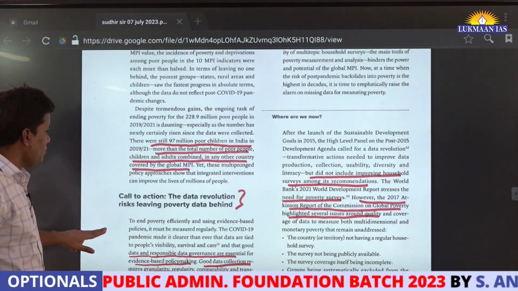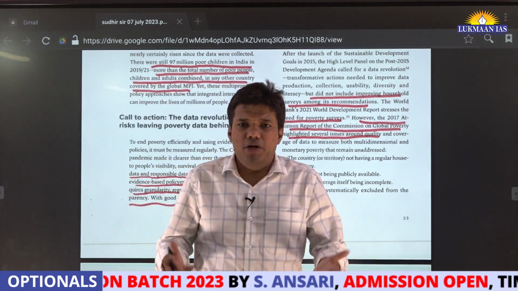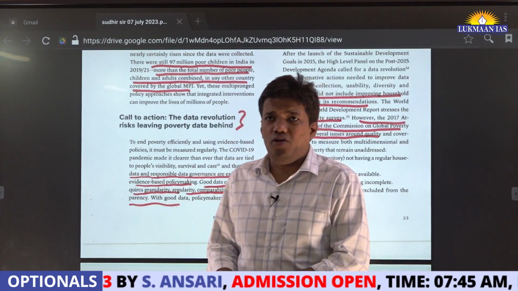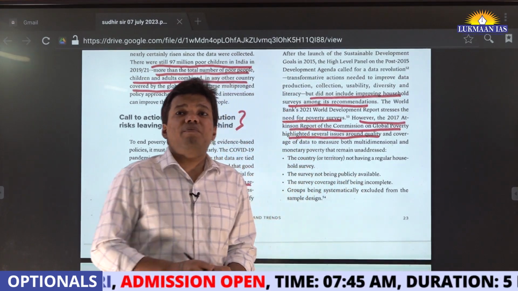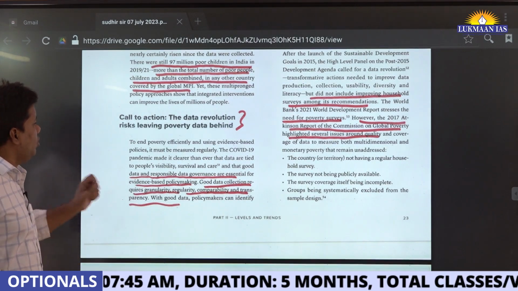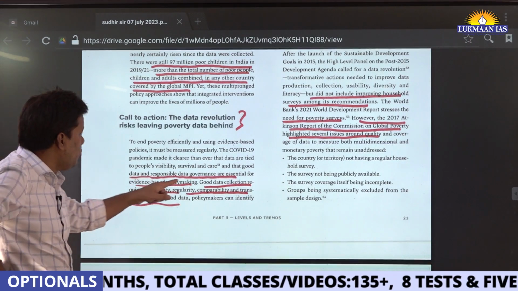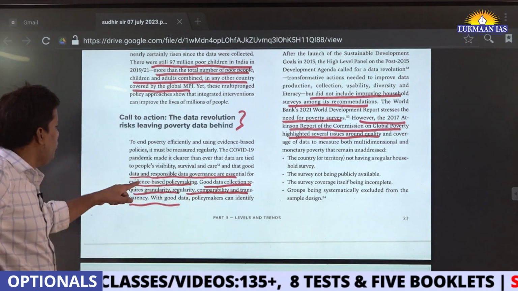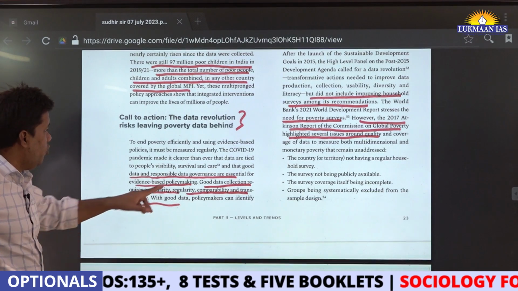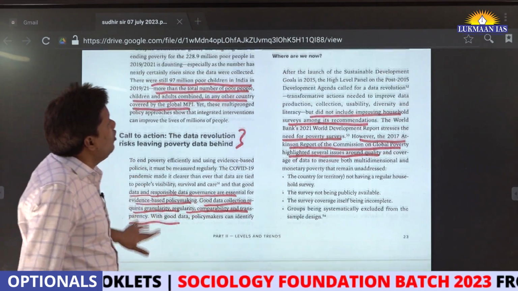Now they are also talking about the data revolution. Data revolution is happening, ChatGPT and all those things. But the data revolution in poverty measurement is not happening, and that is a big problem. That's why they mentioned it. What they are saying is: good data and responsible data governance are essential for evidence-based policy making. Good data collection requires granularity, regularity, comparability and transparency.